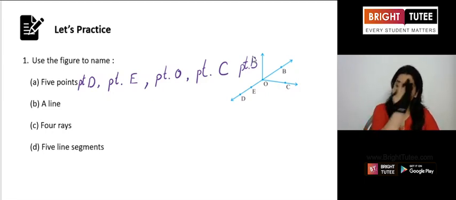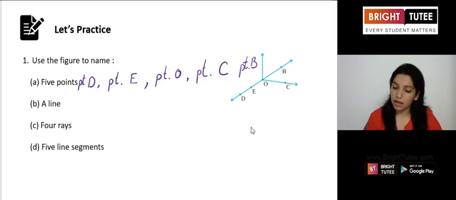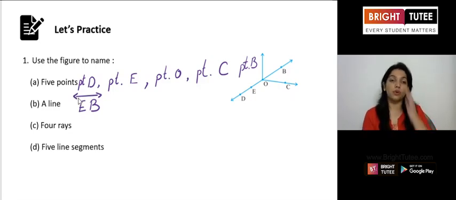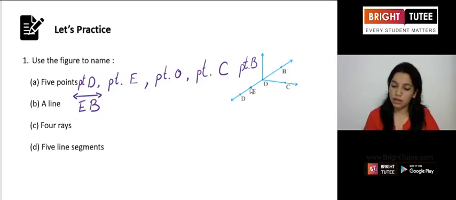Now the next one says use the figure to name a line. Just a single line we need to name. We can see that this line DEOB is a straight line here. So we can use any 2 points on this line to name the line. I am using point EB, and because this is a line, I am putting this bar with 2 arrows on top of it. So the line EB. You can also say that the line is DB, or you can say that the line is OB. Every answer is correct.